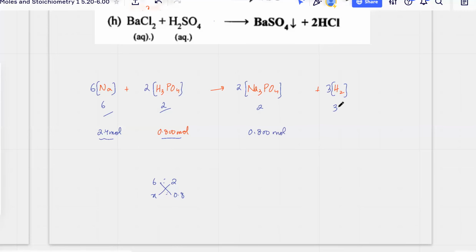Similarly, if I want to find the moles of H2, you could pick any one. So I'm going to pick the first one that I was given. I'm going to take 0.8, divide by 2, and then multiply by 3. So it's going to be 0.8 divided by 2 and multiplied by 3. So what do you get for this? 0.12.